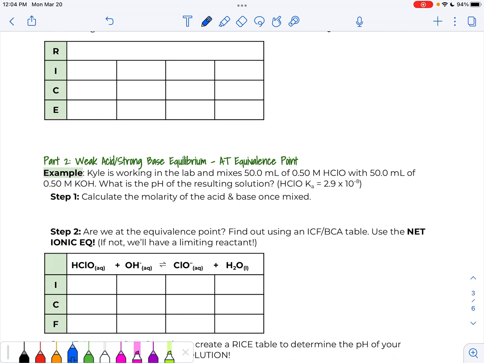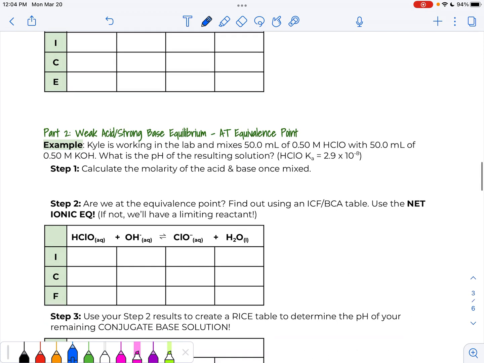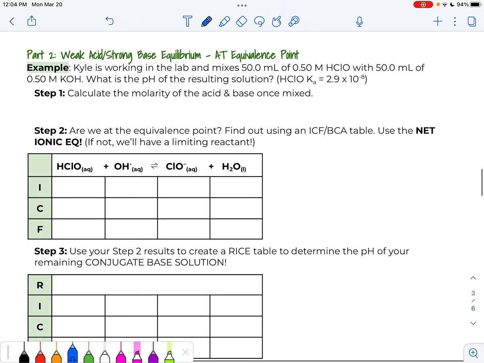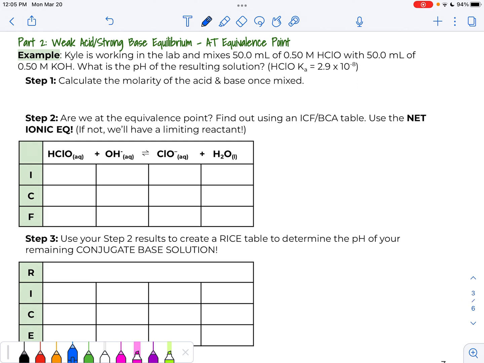All right, next situation. Let's say now we have a weak acid, strong base equilibria situation, but now we are at the equivalence point. So what does that actually mean? Well, it means that our concentrations or our amounts of our acid and our base are equal. This is going to make our lives a lot easier. So I'm going to walk you through this in an exhaustive table situation. But once I show you how to do these, you can actually just go through the quick cheat step. But let me show you what this is going to look like all thought out.